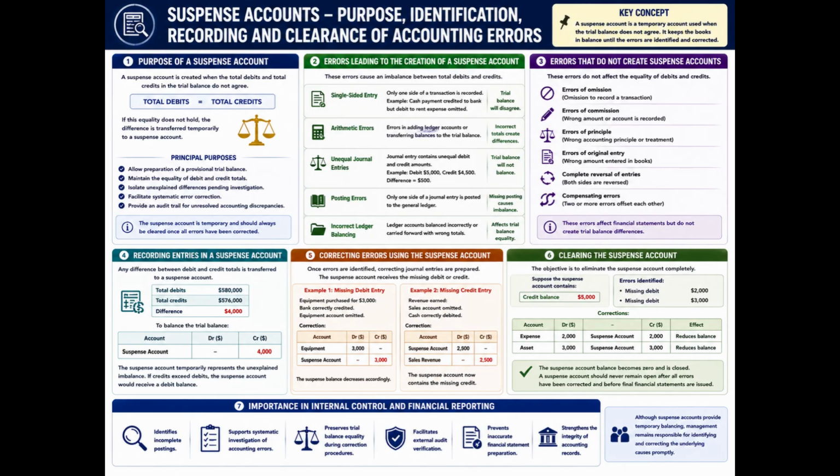The program emphasizes understanding the purpose of suspense accounts, identifying the types of errors that create them, recording transactions within suspense accounts, and preparing correcting journal entries to eliminate suspense balances before the final financial statements are issued.